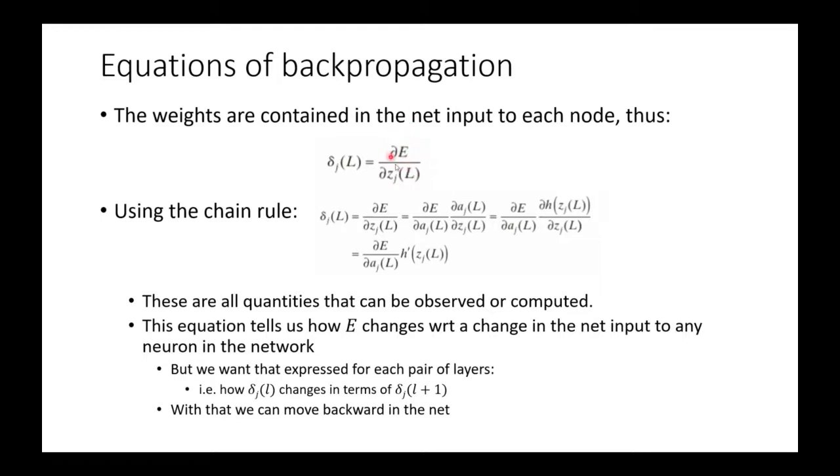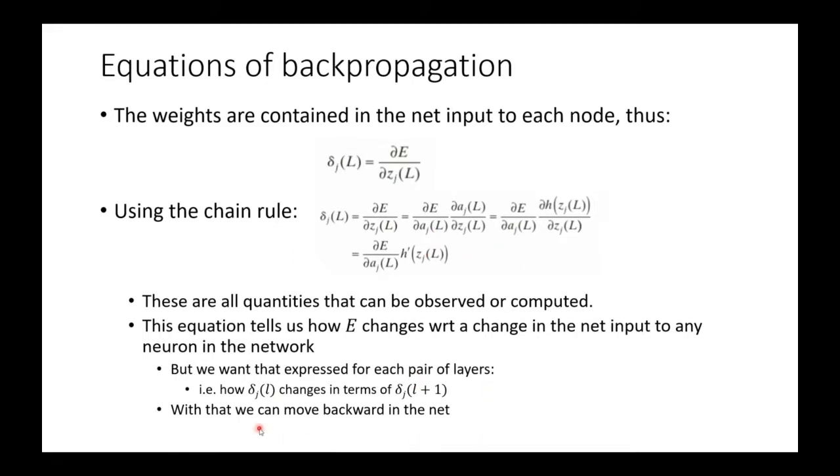That's the partial derivative of the error with respect to the net input of each node. This gives you this expression here, and all the quantities are observed or computed. This is the activation function applied to the values at the last layer of neurons, and the same here. So this equation tells us how the error changes with respect to a change in the net input to any neuron in the network. And now what we want to get is the change from one layer to the next layer, because we want to propagate this error layer by layer.